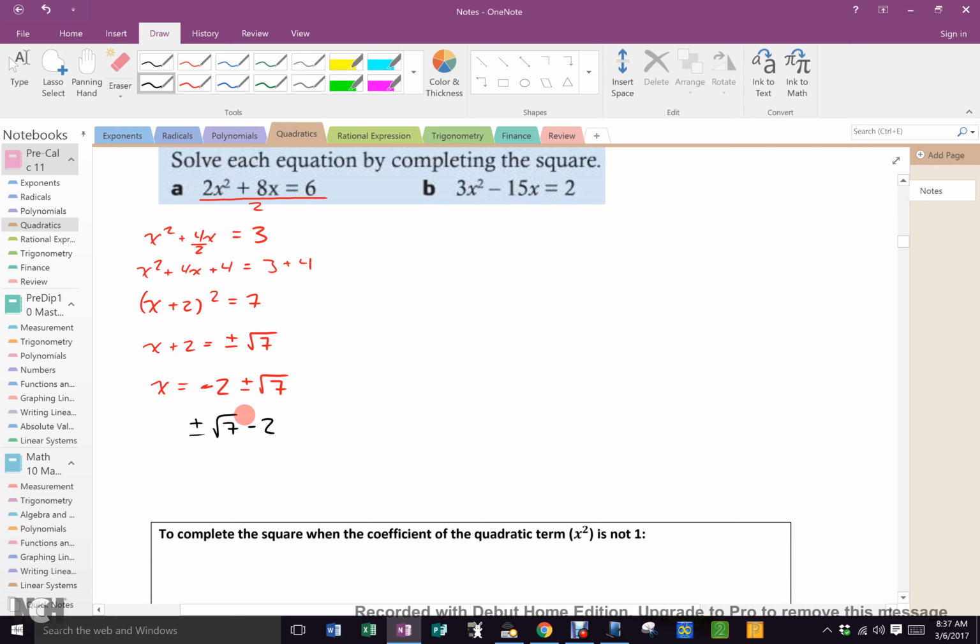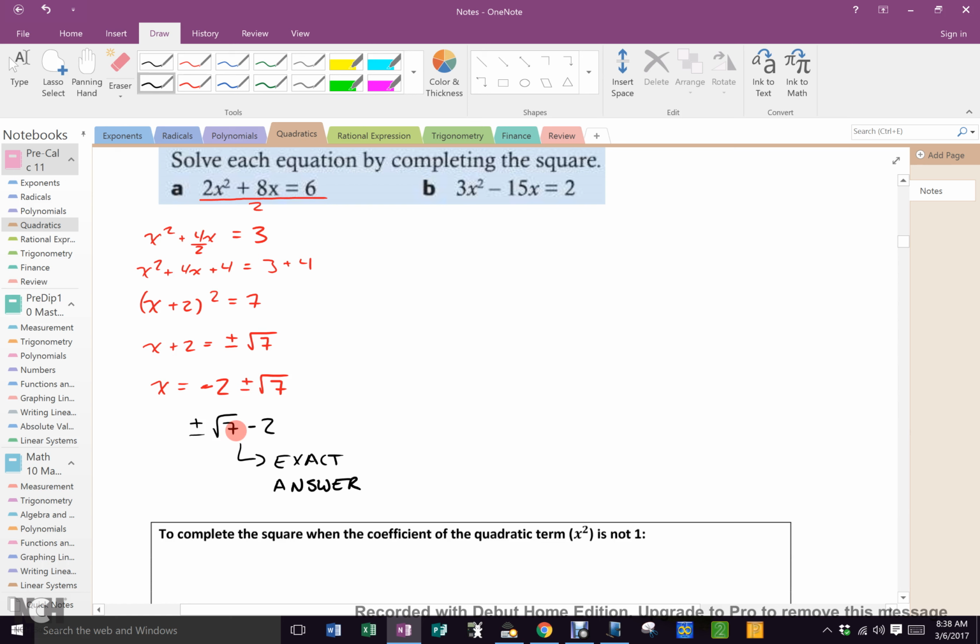Okay. This is what we call an exact answer. Why? Because we left this as root 7. Does 7 have a root? No, it doesn't. It's an irrational number, right? So if we were to do this on our calculator and get a decimal, that would be what we would call an estimate, because you don't know the exact answer, okay?